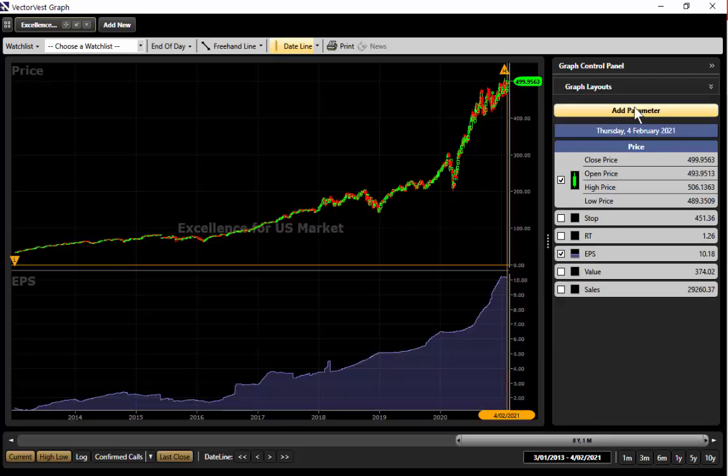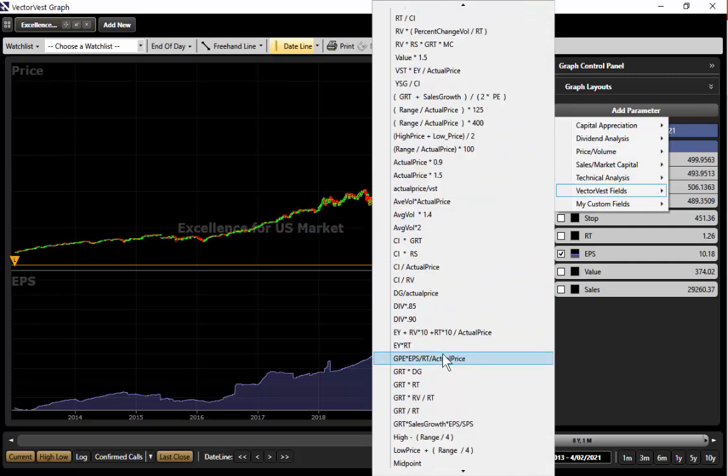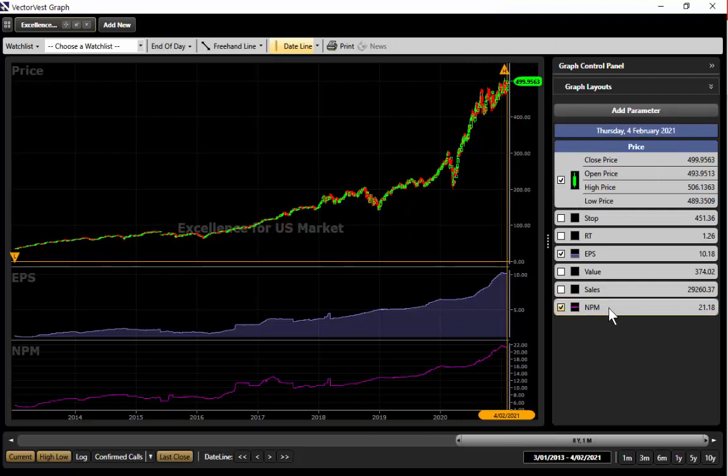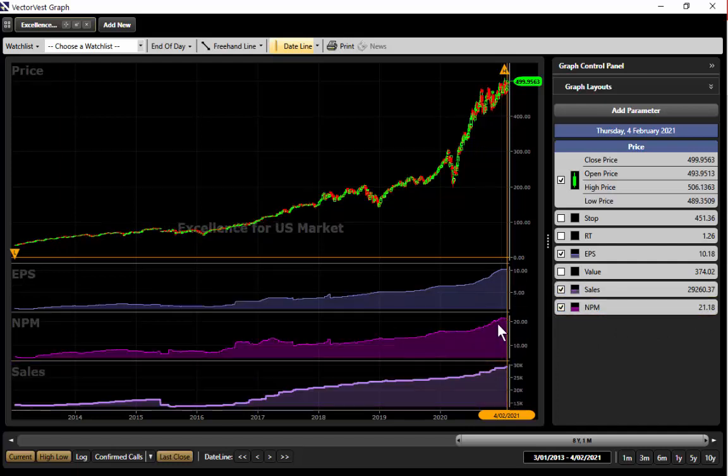Okay, what about net profit margin? So VectorVest fields and my net profit margin, there it is. What's this company making in dollars and cents for every $1 of sales? Well, it's making 21 cents at the moment. Okay, so 21 cents or 21% margin. Who's going to complain with that when you've got sales that are doing this? So there's your margin, there's your sales. Sales are going up, margins going up. It's driving those earnings. Earnings going up, and guess what? Surprise, share price goes up.